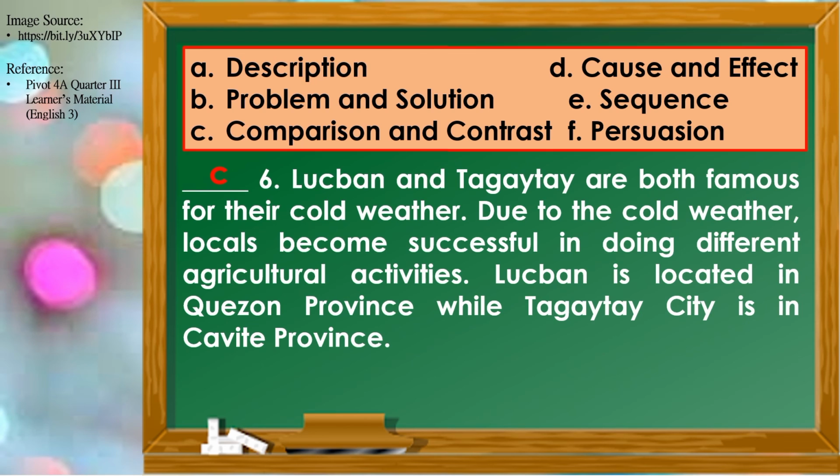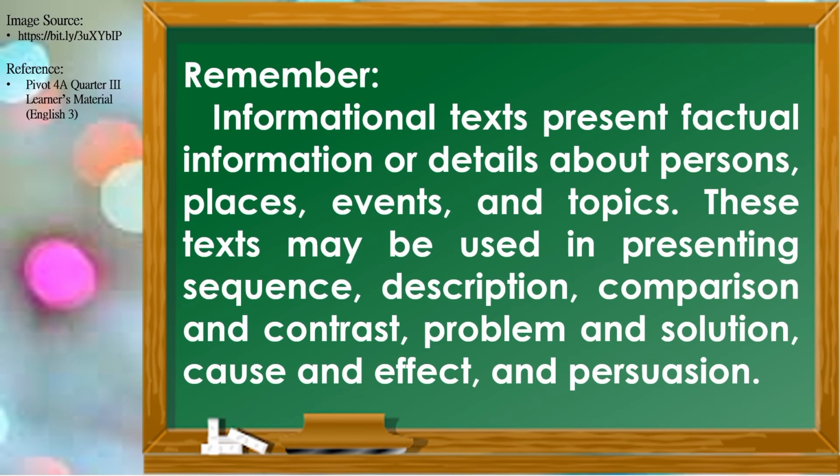Did you get all the answers right? I hope so. And to end our lesson for today, always remember that informational texts present factual information or details about persons, places, events, and topics. These texts may be used in presenting sequence, description, comparison and contrast, problem and solution, cause and effect, and persuasion.